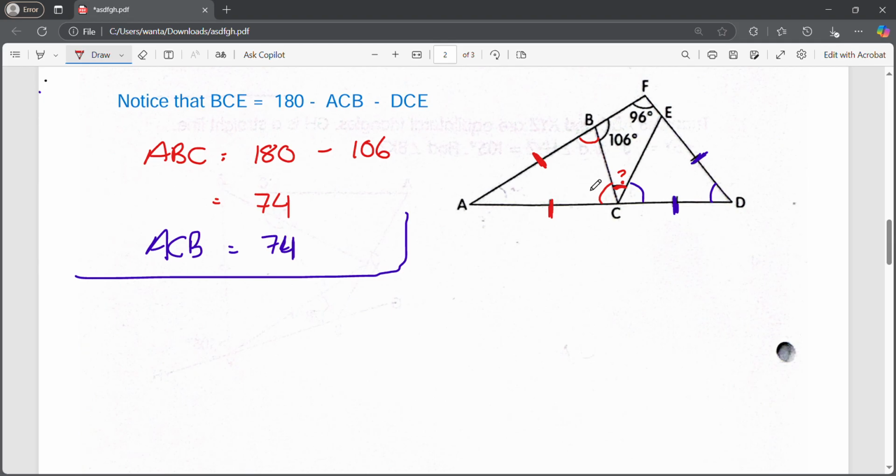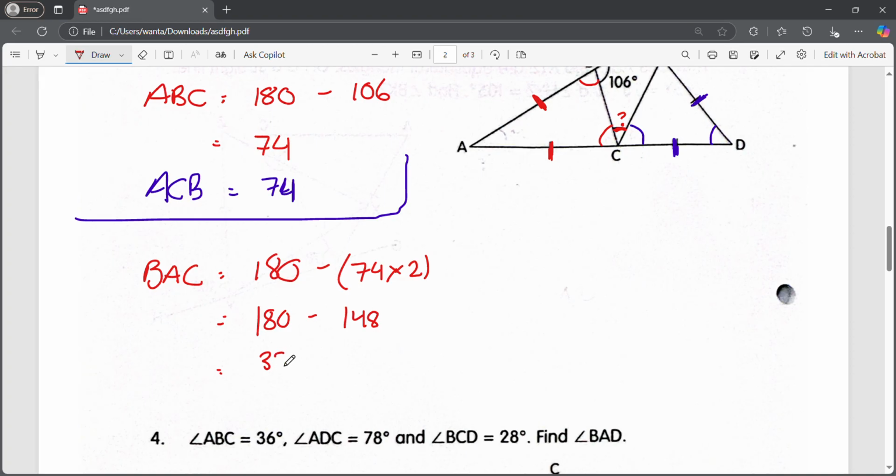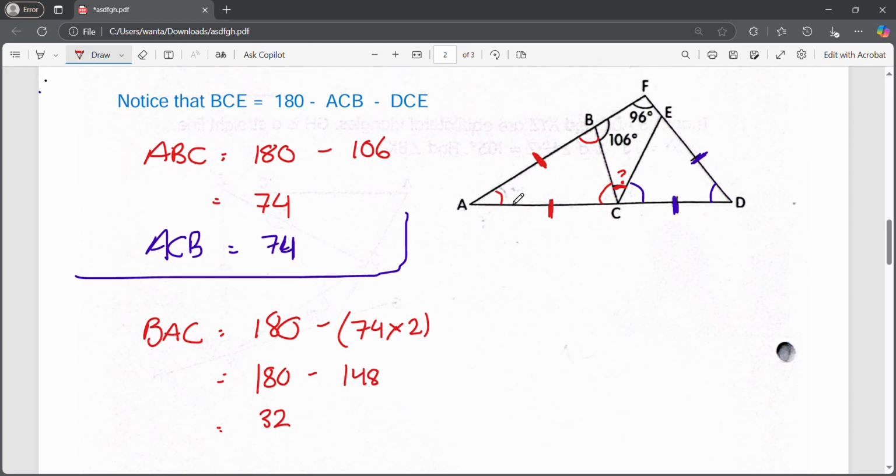Now remember, try to find the other unknown angles first. Hopefully and eventually you'll end up being able to find the angles that you're looking for. Well, in this case, let's find BAC first. BAC is equal to 180. This is in an isosceles. This was 74 and 74. So we can write it like this: 74 times 2. 74 times 2 is 148. So 180 minus 148 is 32. Okay, so that's 32.